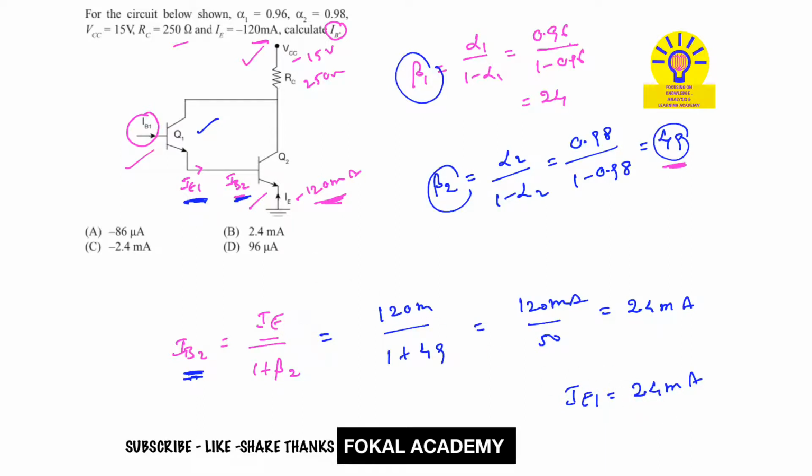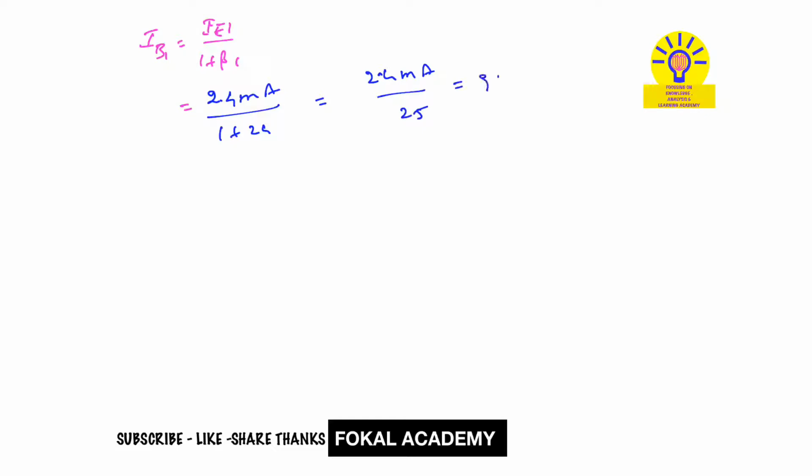Now we know the relation, that is IB1 equal to IE1 divided by 1 plus beta 1. So that's equal to 2.4 milliamperes divided by 1 plus 24, which is 2.4 milliamperes by 25. By simplifying this we will get 96 microamperes.